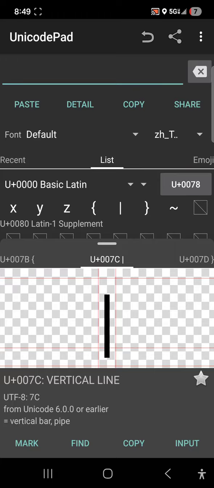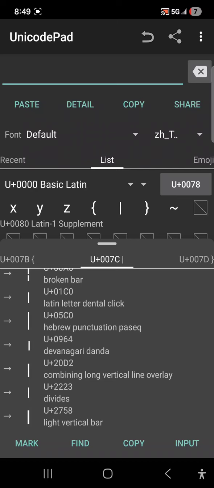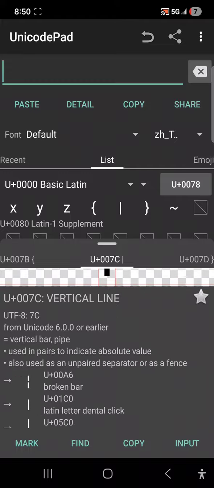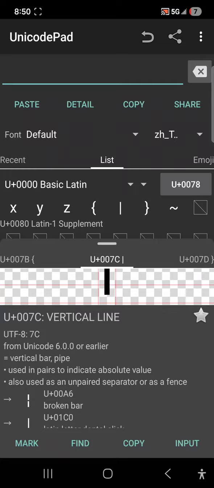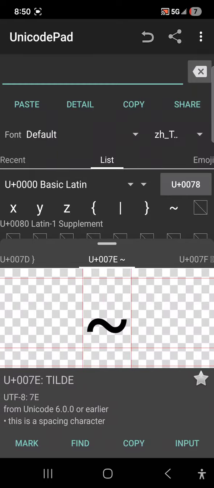Now we can talk about the vertical line, also known as a vertical bar or pipe. I like to call them bracketable bars because of symbol lore. It is used in pairs to indicate absolute value in math. It is also an unpaired separator or a fence. This is the tilde.